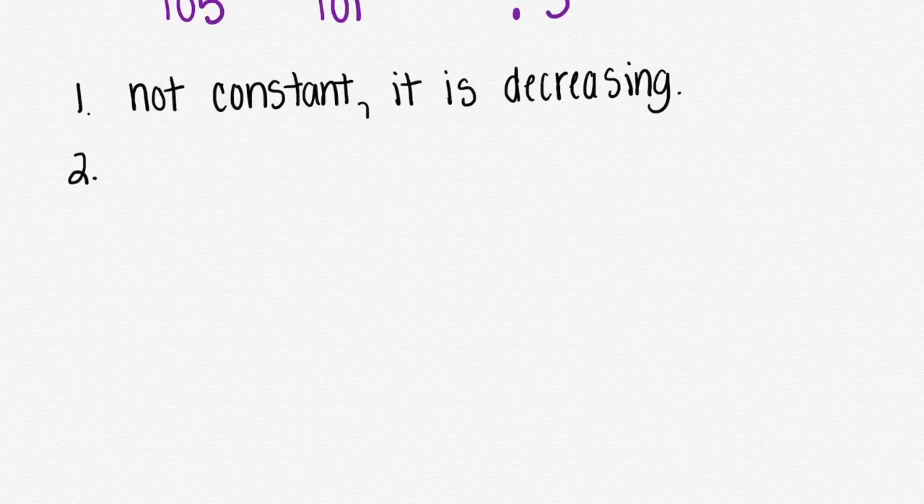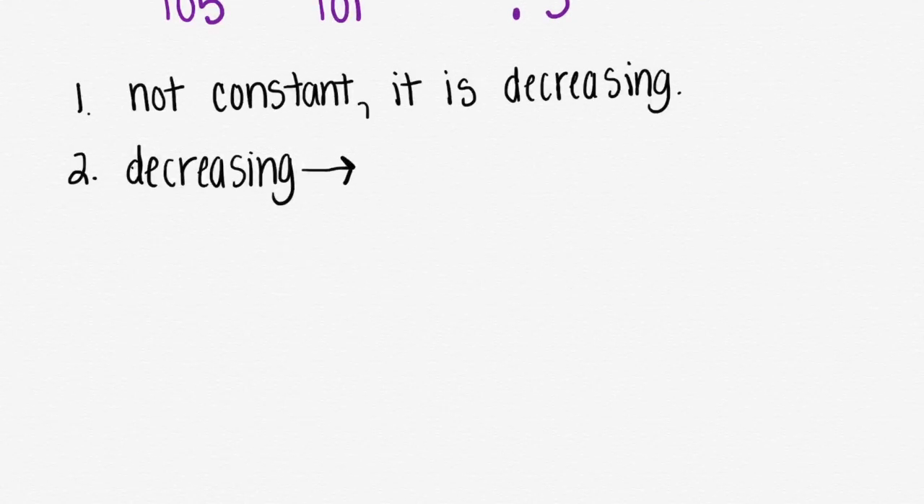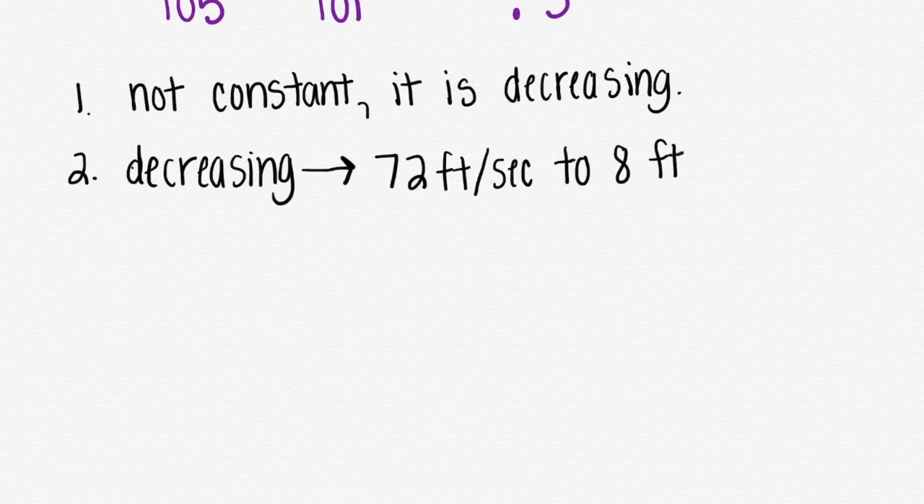Number 2 says, is the average rate of change increasing or decreasing from 0 to 2.5 seconds? How can you use the graph to justify your answer? Well, if you look at your graph or if you look at your table, you can see that it's decreasing. It goes from 72 feet per second to 8 feet per second. So write that down. It's decreasing. 72 feet per second to 8 feet per second.